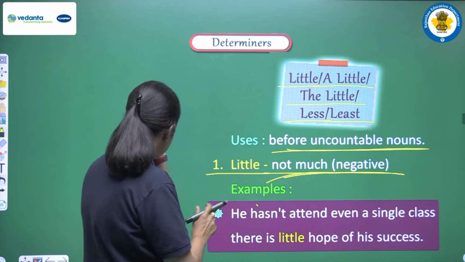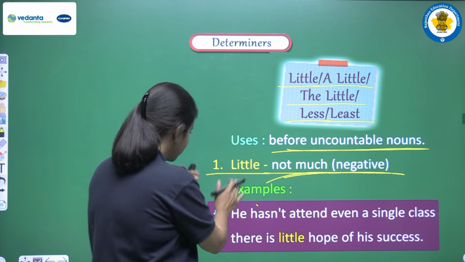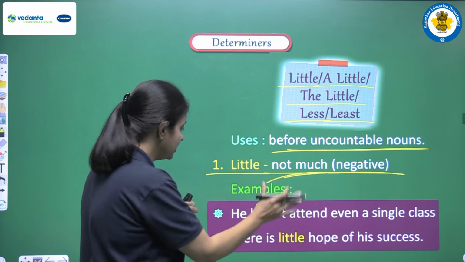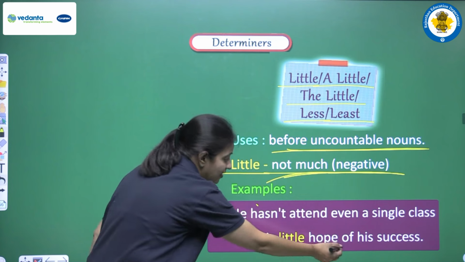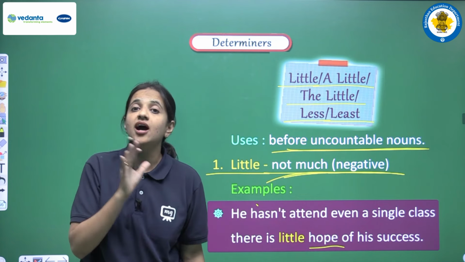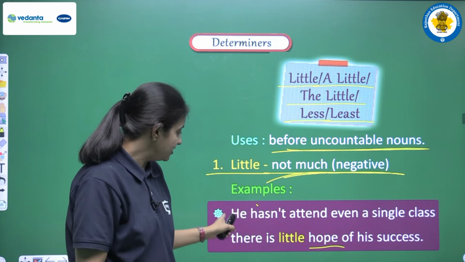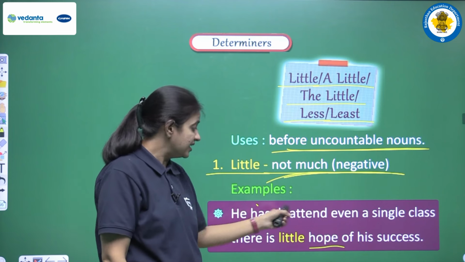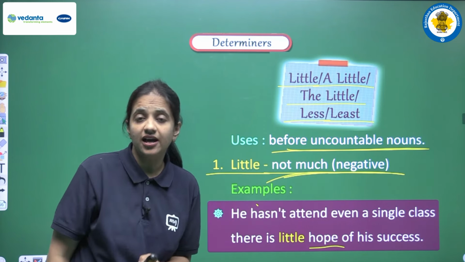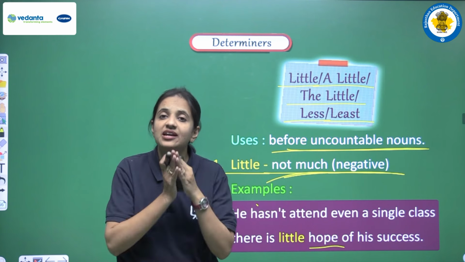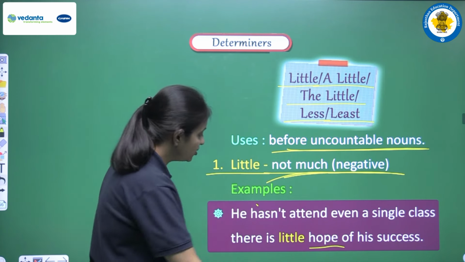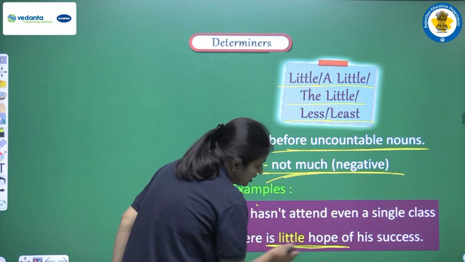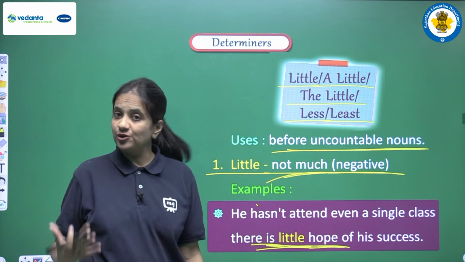Okay, let's see some of the examples that we have here. He hasn't attended even a single class. There is little hope of his success. So we have hope, and hope is an uncountable noun. In the sentence, he hasn't attended even a single class. So if a student doesn't attend even one class, obviously what are the chances of his success, how much hope of his success will there be? Nothing, there will be no hope at all.